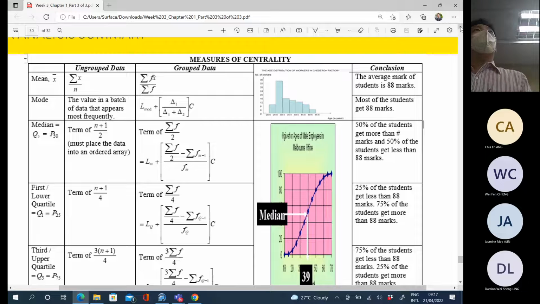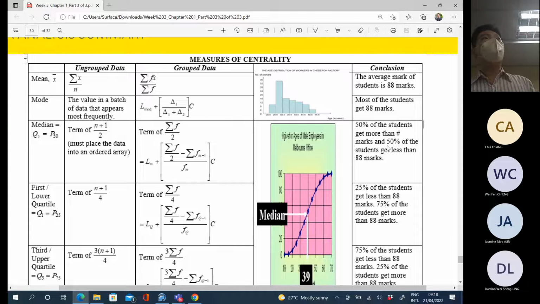For mode, you have to use words like most of the, or majority. If you don't want to use most of the, you can say majority of the students, in this case, managed to get 88 marks in the mathematics test. Median, how to describe median then? For the median value, you always start with 50% of the study object obtaining more than the median value, and the remaining 50% obtaining less than the median value.